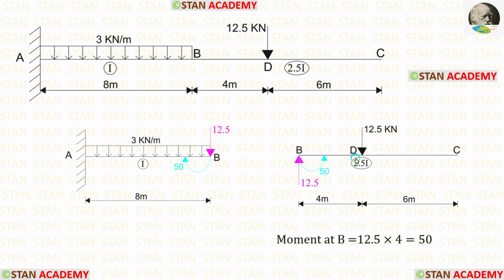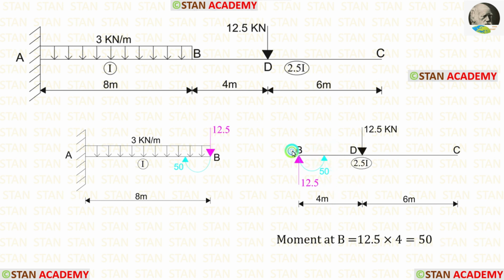In BC, there is a point load 12.5 kN. Because of this point load, a reaction is created at the point B. Since the point load is acting downwards, the reaction should be acting upwards. Let us calculate the moment at the point B. This load is acting in the clockwise direction and the distance is 4 meter. 12.5 into 4, we will get 50. Since the load is acting in the clockwise direction, the developed moment at the point B should be acting in the anti-clockwise direction.